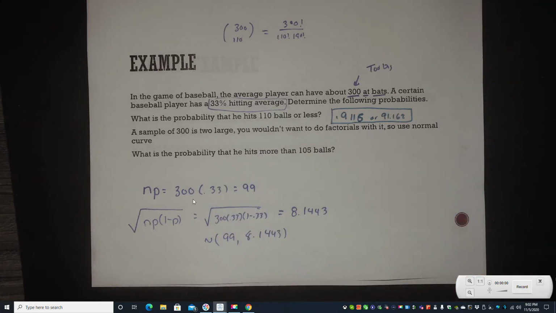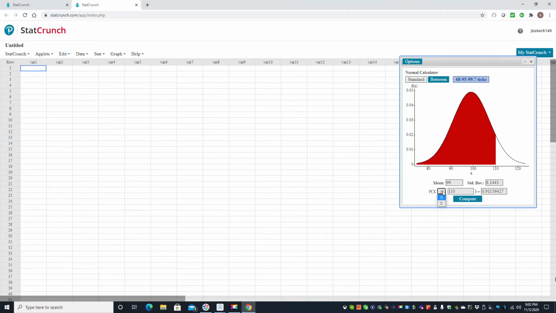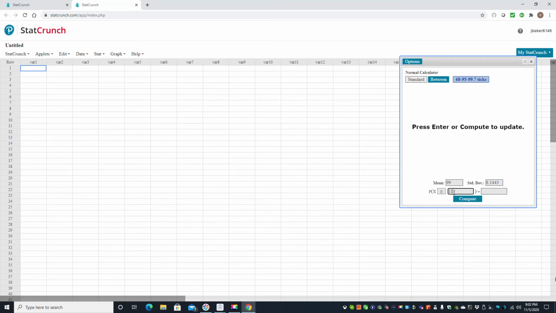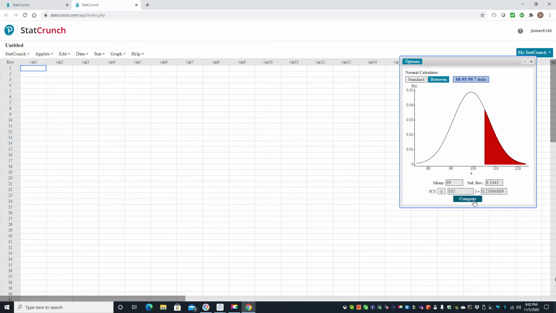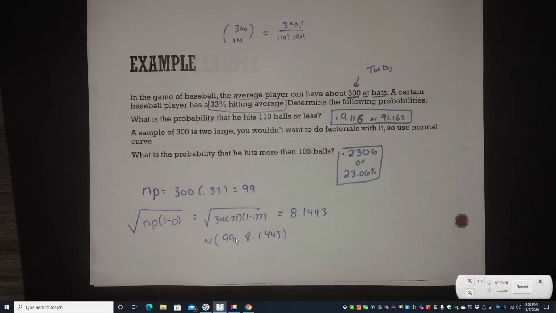Now let's say we want more than 105. We go back, switch this to more, and change this to 105. And that gives 0.2306, or 23.06%. Switch that back over, and so there are my two percentages.